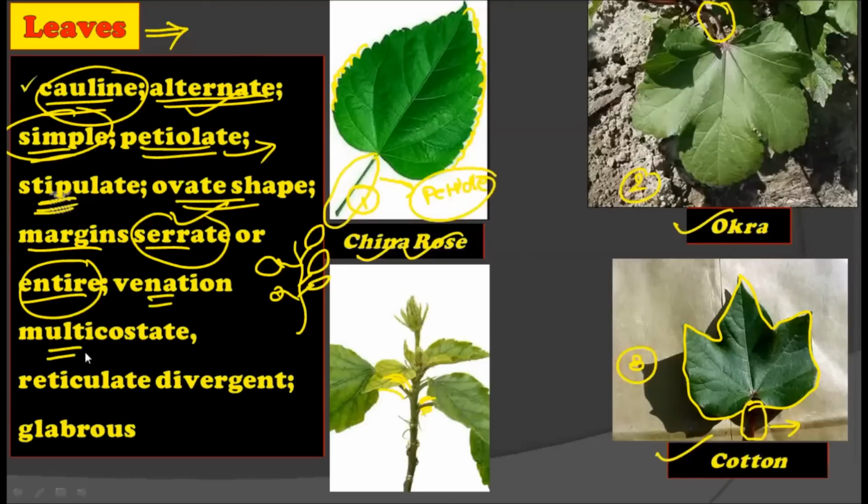Venation of the leaves is multicostate. That is, there is more than one costa. That is why it is called multicostate. This is the main costa, and then lateral costae are present, and that is why these leaves are said to be multicostate.